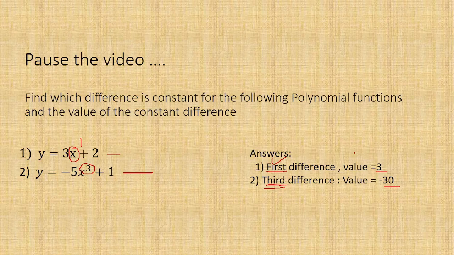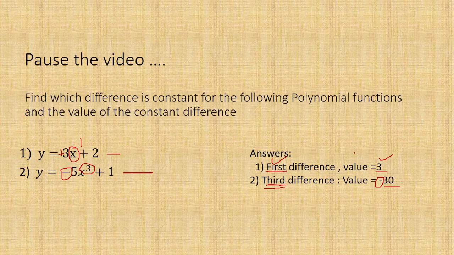Now, what is the sign of the leading term? Here it is positive. This is positive 3. So we observe that this is positive, and here also the value of the first difference comes out to be positive 3. For this one, what is the value? Here we have a negative sign, so the value of the third difference also has a negative sign to it.